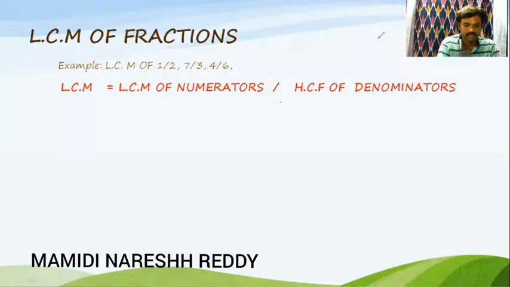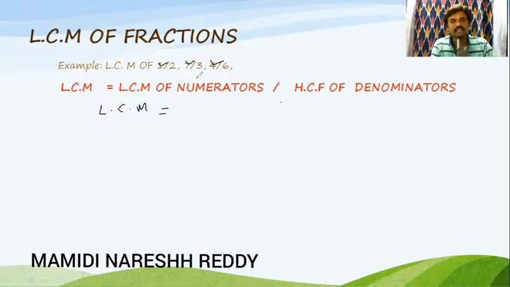Now LCM is equal to LCM of numerators. Let's see the numerators, my dear friends. They're 1, 7 and 4. These three are the numerators. If you observe carefully, 1, 7, 4 are co-primes, because they have no common factor. As I told you, the LCM of co-primes is absolutely their product. That's why let us multiply the given numbers to get the LCM.